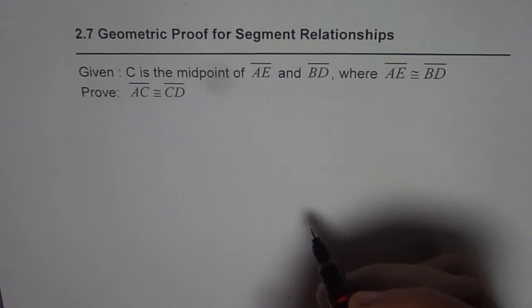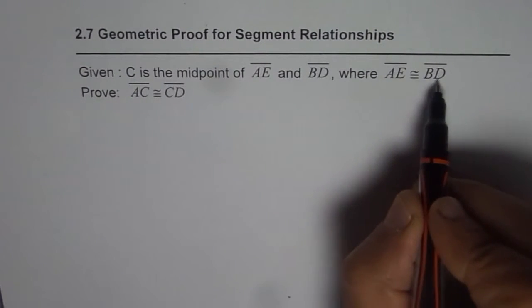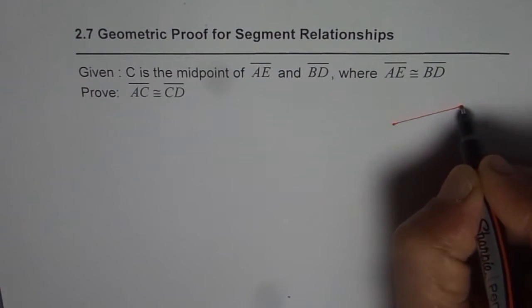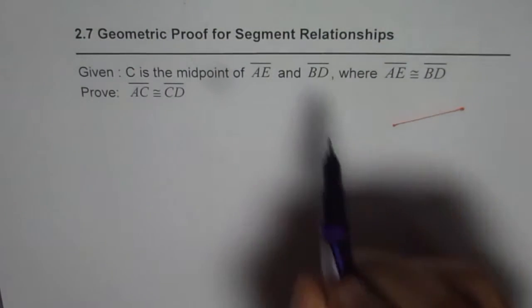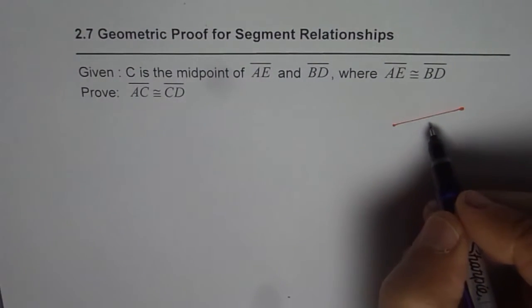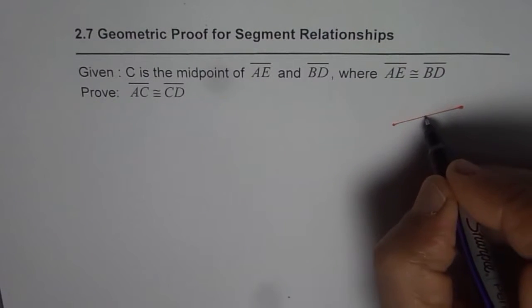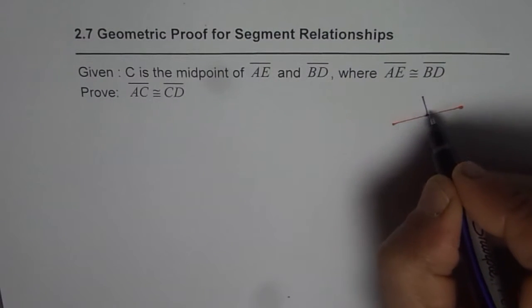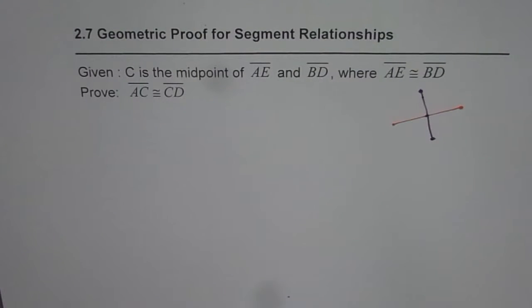Let us first sketch and understand the scenario. We need two segments AE and BD, and both are congruent. So let us say that is one of the segments, and the other segment is, let's say BD, and both intersect at C, and C is the midpoint of both of them. That means from the midpoint, which is common to both the segments, we have to go the same distance away, right? Kind of like this. So that is how we can make it.